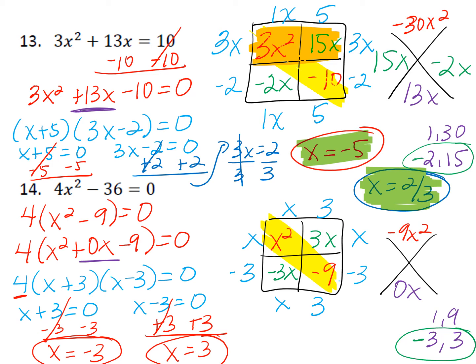Again, a lot of work on this page, so I will highlight those. So 3 and negative 3 are the answers to number 14. So we're really not doing anything too different from last week. It's just once you factor, then you're going to set each of the factors equal to 0 and solve those separate equations.